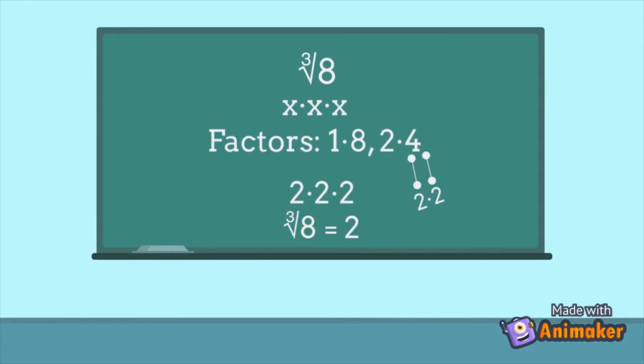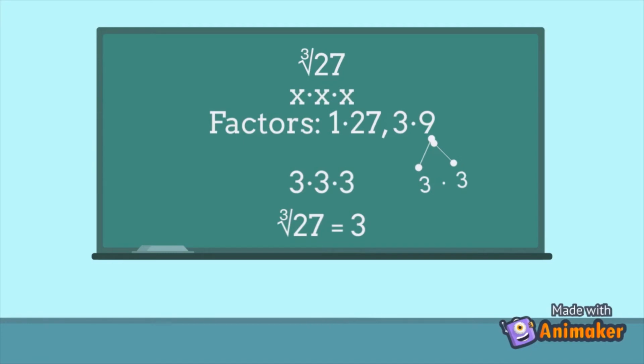Let's solve the cube root of 8 together. For this, we need to know what number multiplied by itself 3 times is equal to 8. We can use its factors to find this number too. We know that there is 1 times 8 and 2 times 4, and we have to break down these numbers till we get 3 of the same number. We already know that 4 is 2 times 2, so 2 times 4 is basically saying 2 times 2 times 2. That means the cube root of 8 is equal to 2.